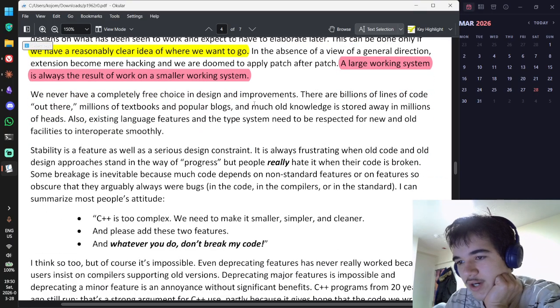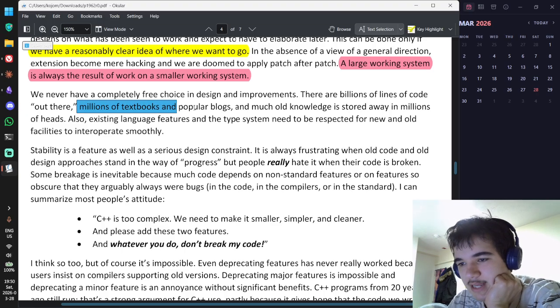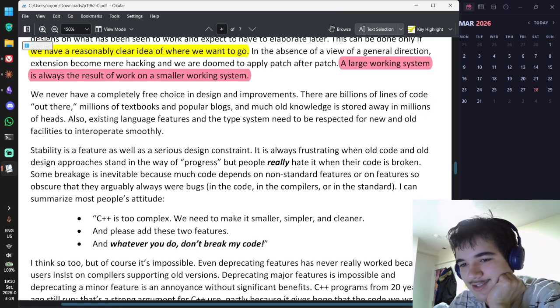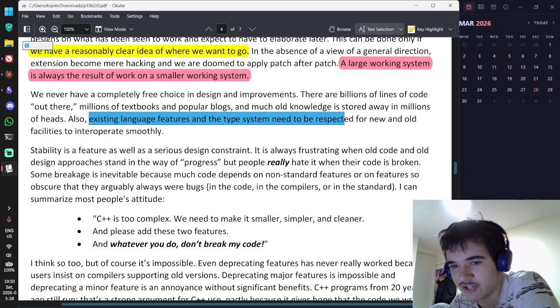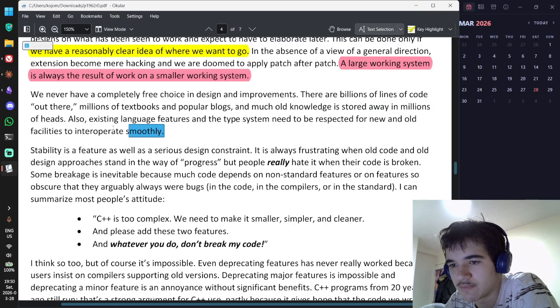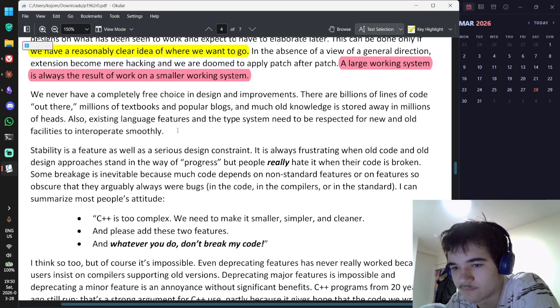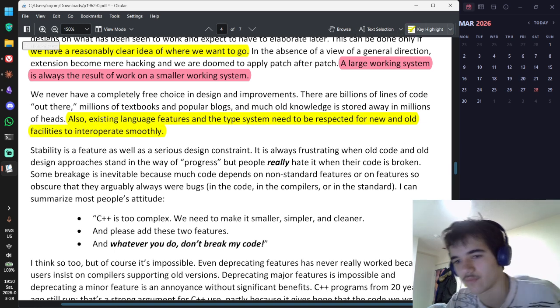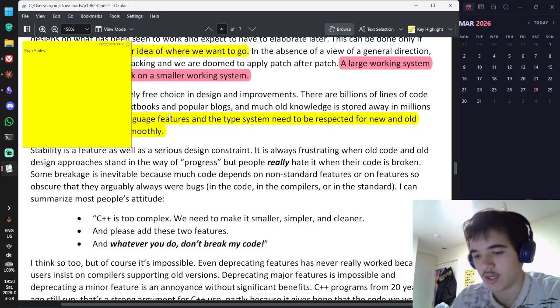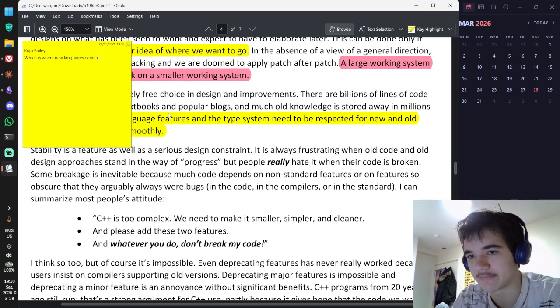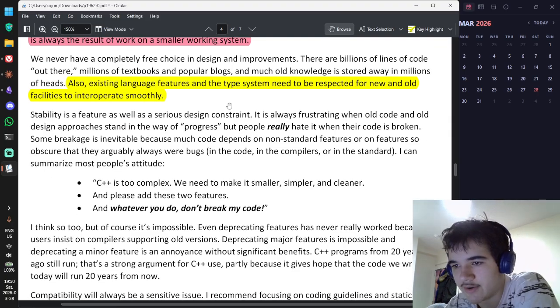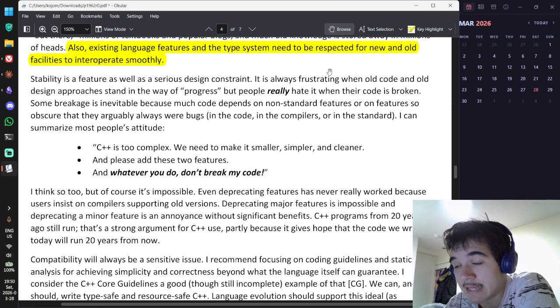We never have a complexity-free choice in design and improvements. There are billions of lines of code out there, millions of textbooks and popular blogs, and much old knowledge is stored away in millions of heads. Also, existing language features and the type system need to be respected for new and old facilities to interoperate smoothly, which is where new languages come in. Stability is a feature as well as a serious design constraint. Yeah, that's a great point.